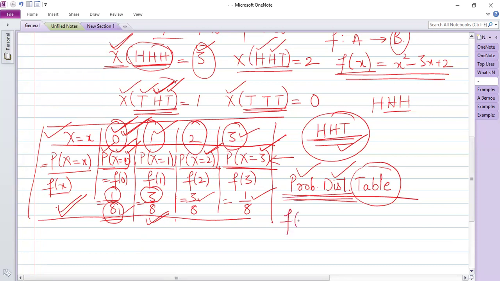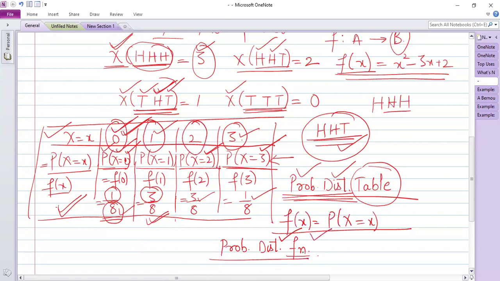And this function f(x), which we have defined like this, is what we call the probability distribution function. Why? Because this function gives us the distribution of the probability over various values of x, the random variable.